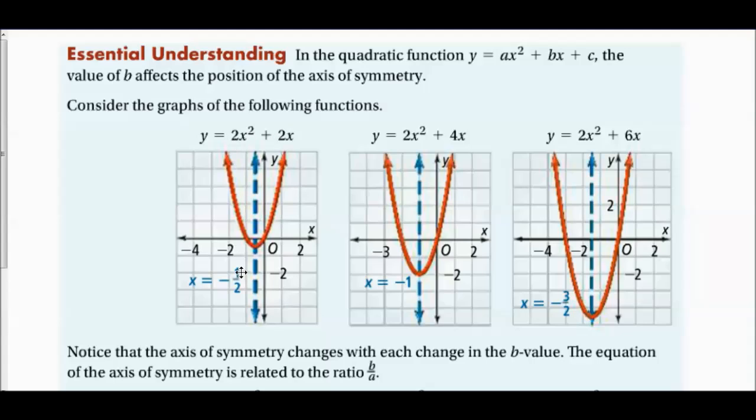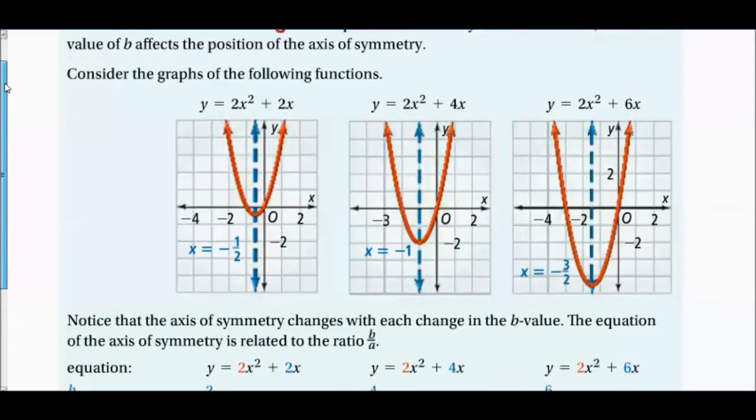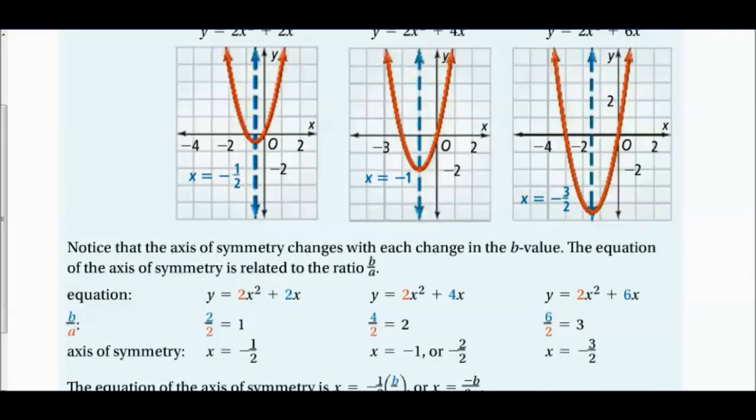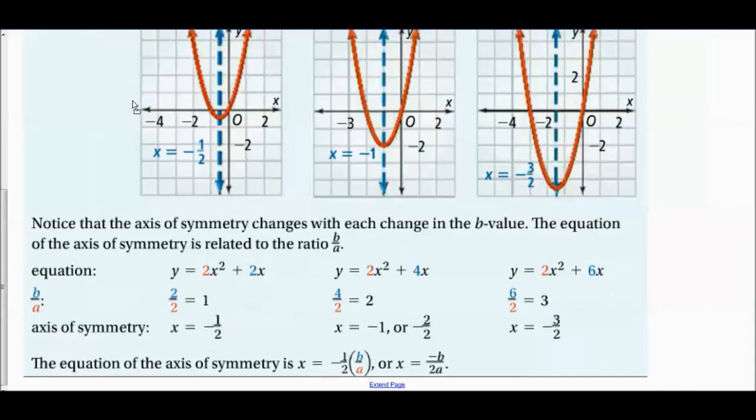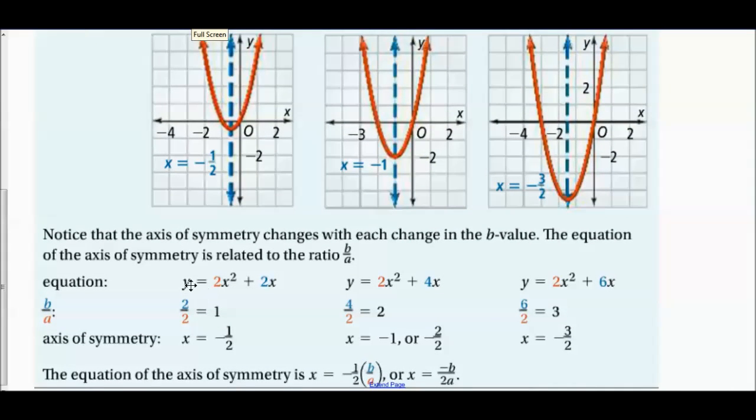2 divided by 2 is 1. 4 divided by 2 is 2. 6 divided by 2 is 3. So we can kind of see where these are fitting in here, but that doesn't get us exactly the axis of symmetry. Okay, this first one here. The equation is y equals 2x squared plus 2x. So the a term and the b term are both 2. So those divided out are 1. The axis of symmetry is negative 1/2. So how is it that 1 can move to be negative 1/2? Try to think about that.